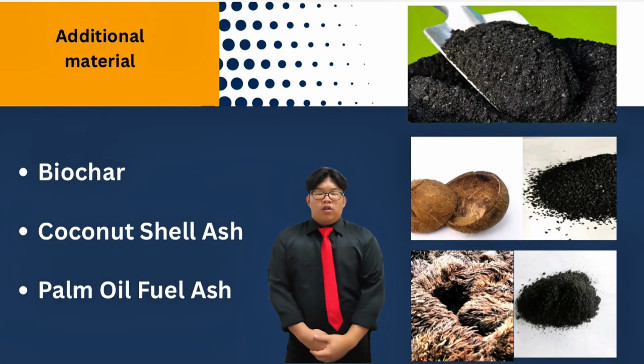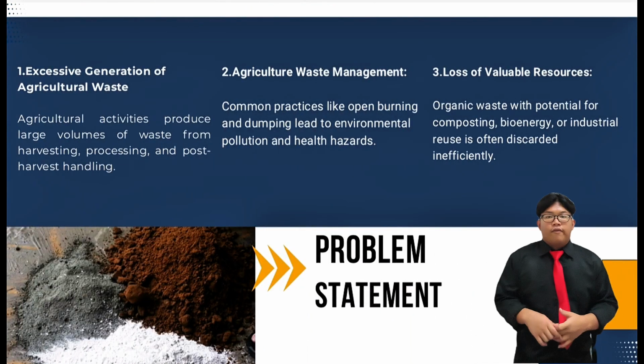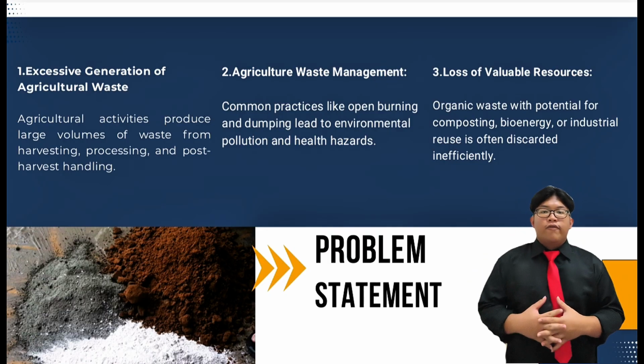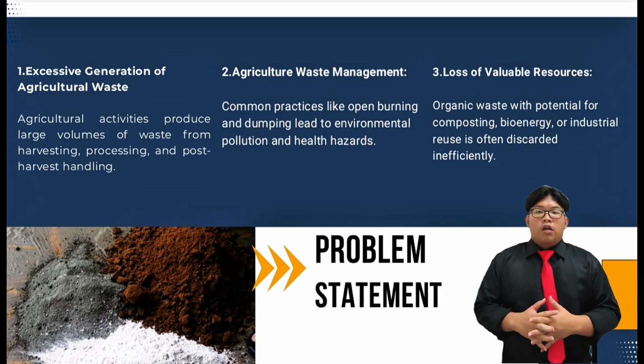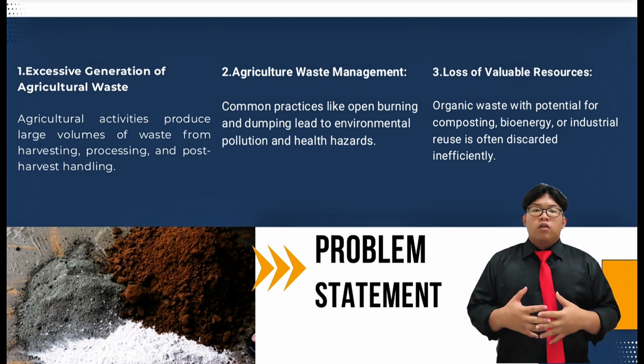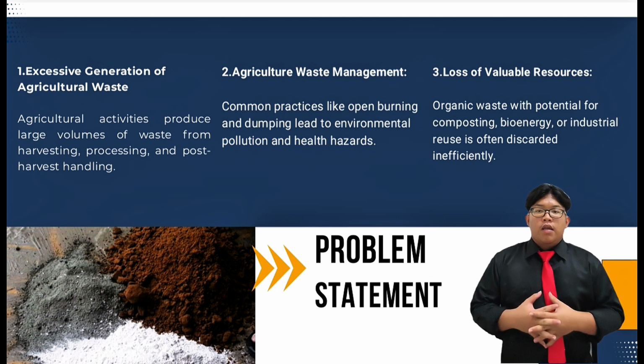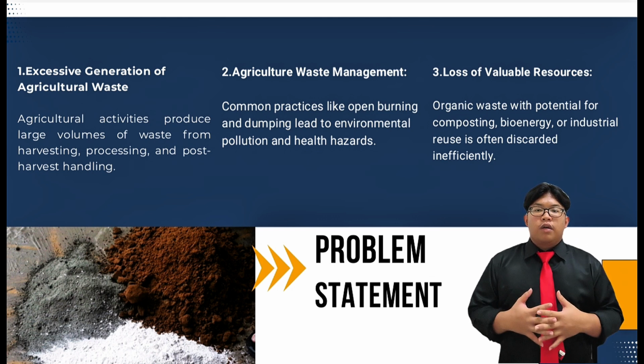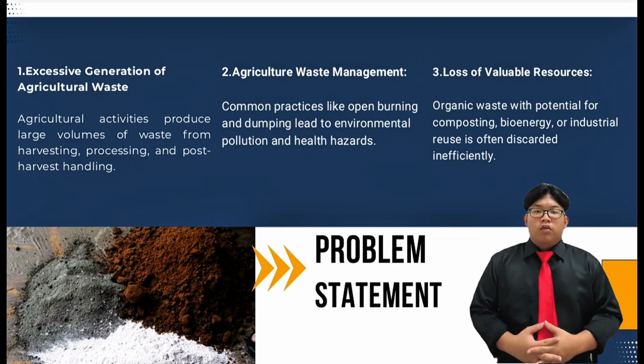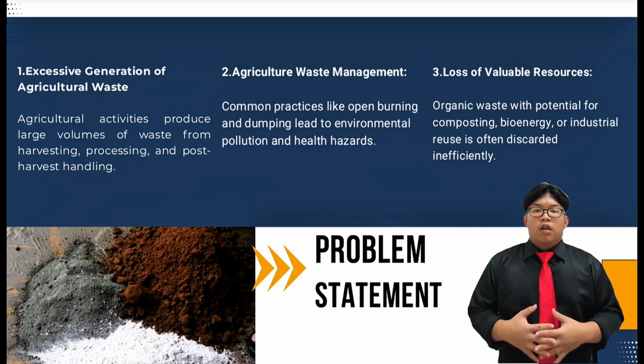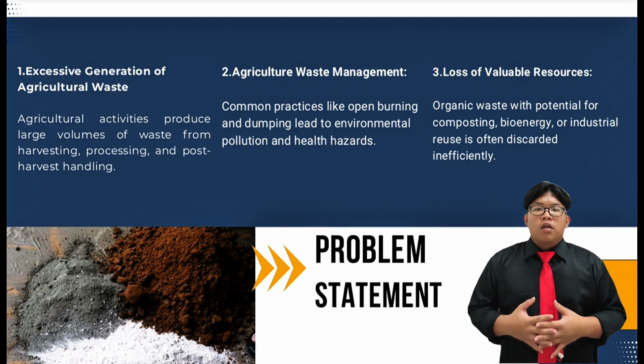These are the three materials we added. The first one is biochar, the second one is coconut shell ash, and the last one is palm oil fuel ash. So right here we have three problem statements. The first one is excessive generation of agriculture waste. Agricultural activities produce large amounts of waste during and after harvesting. The second one is agriculture waste management. Open burning and dumping of agriculture waste cause pollution and health risks. The last one is loss of valuable resources. Valuable organic waste that could be reused or recycled is often wasted.